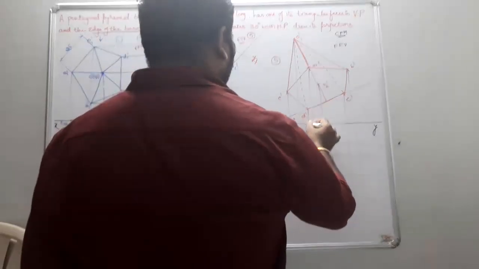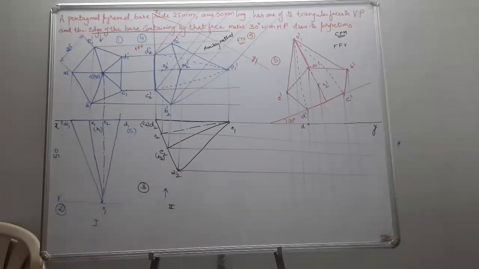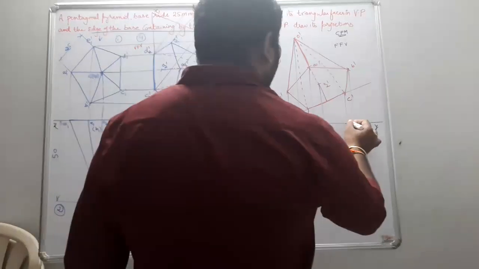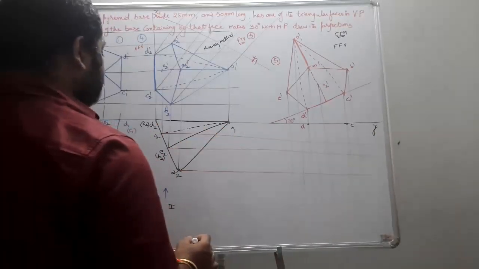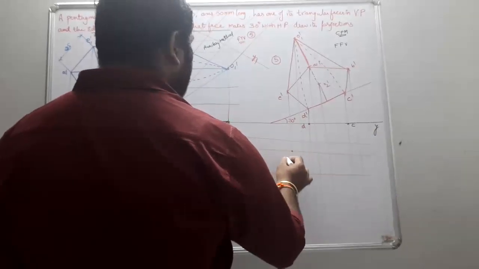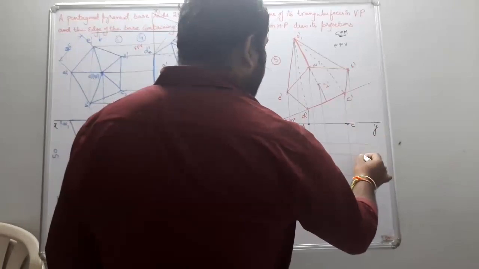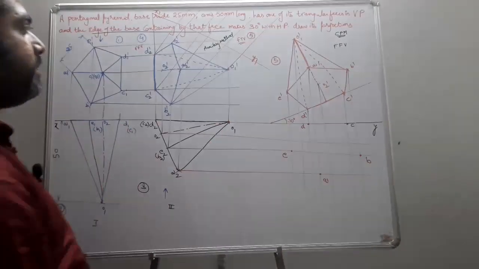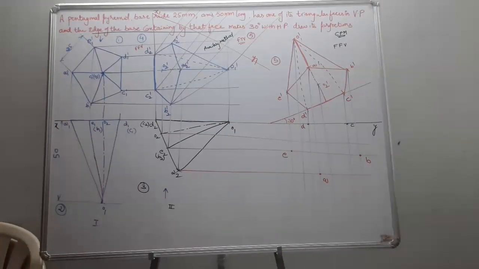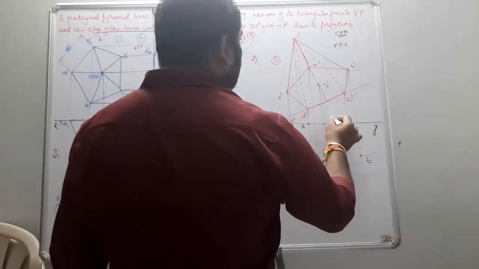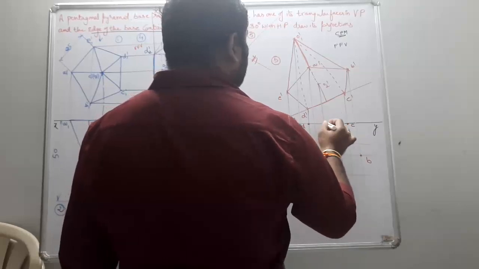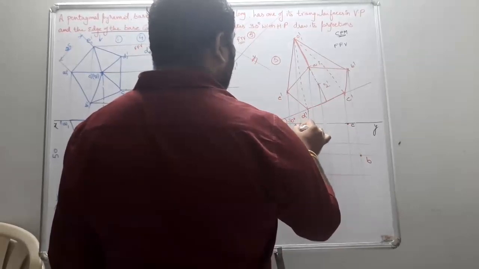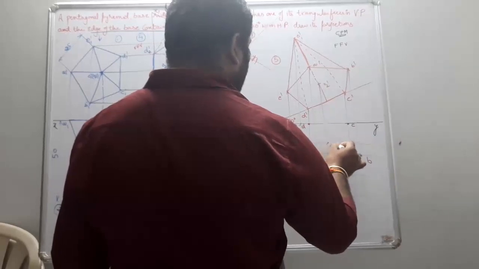So this is C, and next it is E, becomes B, and it is A. Okay, and it is your O1, O2.